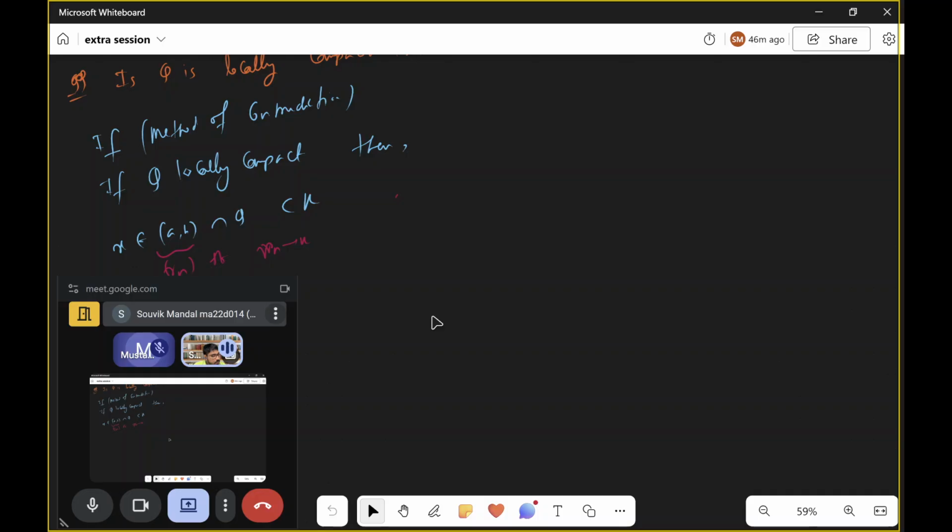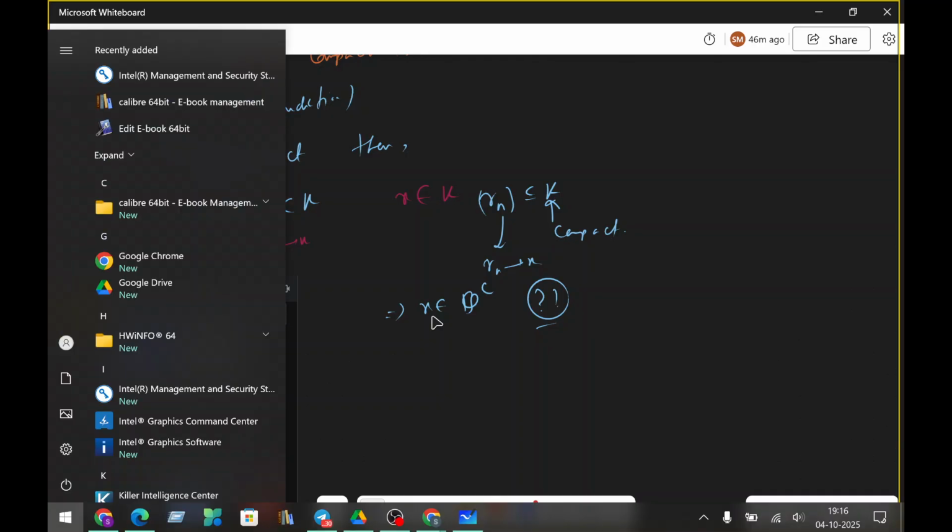Now x belongs to K, and the sequence Rn also lies in K, but K is compact, and also assume that Rn goes to x. So this implies what? x belongs to the irrationals, but such a thing is not possible. So let me explain. We have assumed that Q is locally compact. That means the point x belongs to the open interval (a,b) intersection Q, and x belongs to K, so Rn is a subset of K.